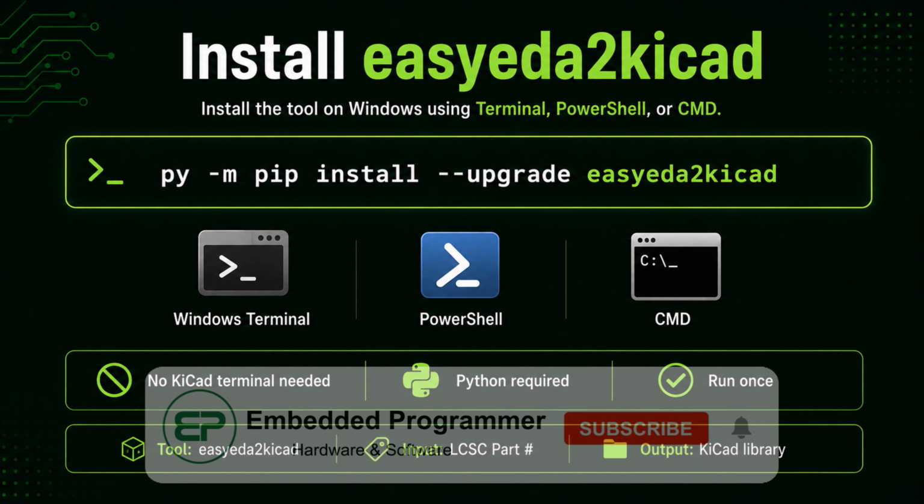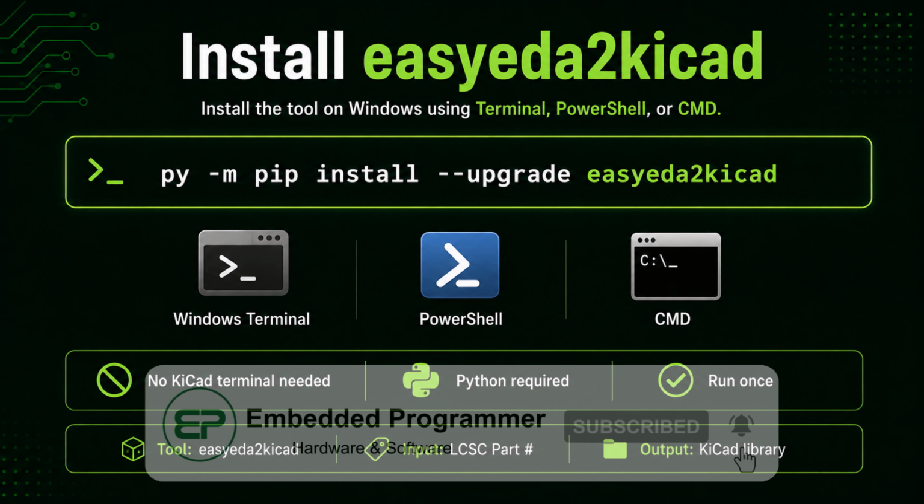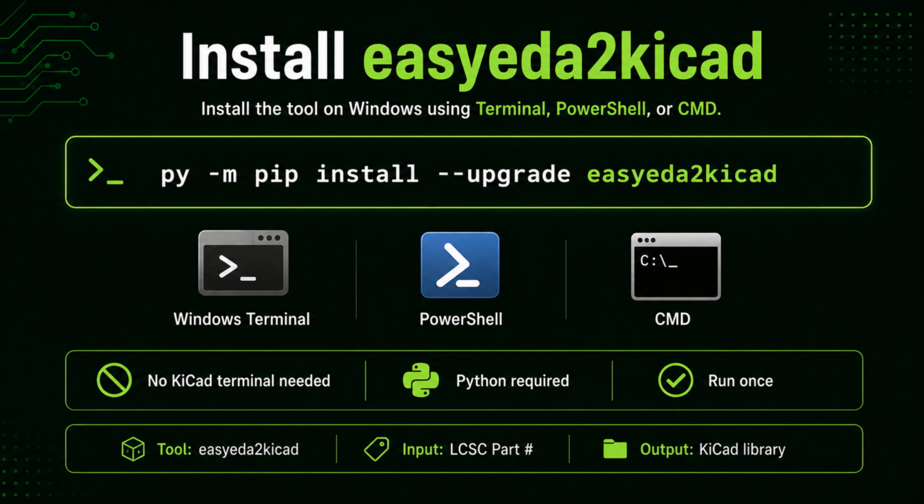Before converting any component, install the EasyEDA2KiCad Python package. Open Windows Terminal, PowerShell, or command prompt and execute py -m pip install --upgrade easyeda2kicad. The upgrade option installs the latest available version or updates an existing installation. Python must already be installed and accessible from the terminal. You can test this by running py --version. This installation only needs to be completed once. Afterward, the same converter can be used for different resistors, sensors, transistors, connectors, integrated circuits, and other supported LCSC components without repeating the installation process.